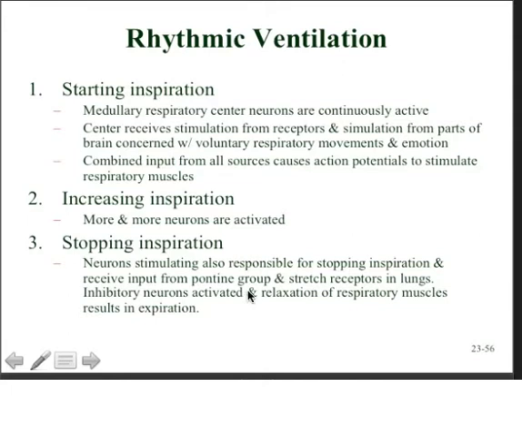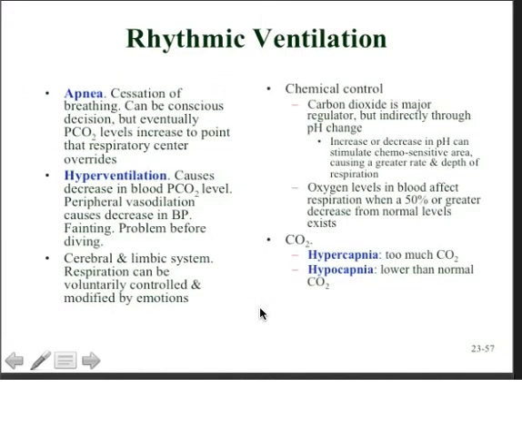Stopping inspiration: the neurons stimulating also are responsible for stopping. They receive input from the pontine group and stretch receptors in the lungs. The inhibitory neurons are activated, and the relaxation of the respiratory muscles results in the blowout. Expiration, remember, generally is a passive process, unless you're doing forced expiration, in which case the abdominal muscles are called into play. Now, apnea is simply the cessation of breathing.